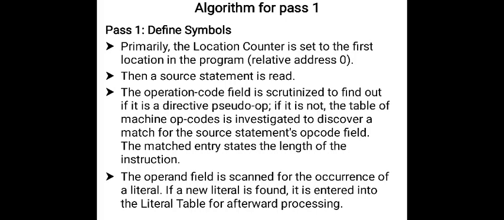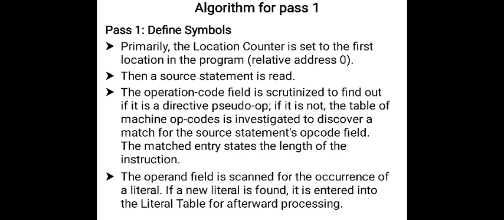Then the assembler will start reading the source statement. Whatever assembly language we have written will be read by the assembler. Now what are we going to do in this pass1? I'll tell you one by one. The first one is the operation code. We call it the opcode field, which is scrutinized to find out whether it is a directive pseudo operation code or not. Once the source statement is read, the opcode field will be verified to find out whether the read statement component is a directive pseudocode or not.